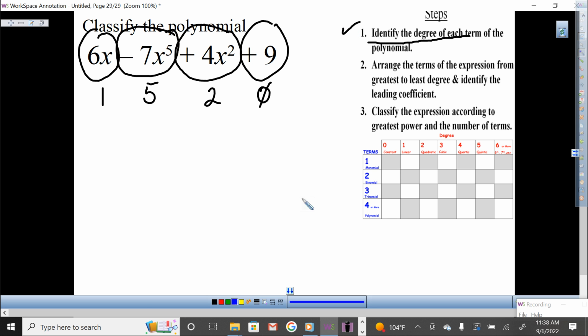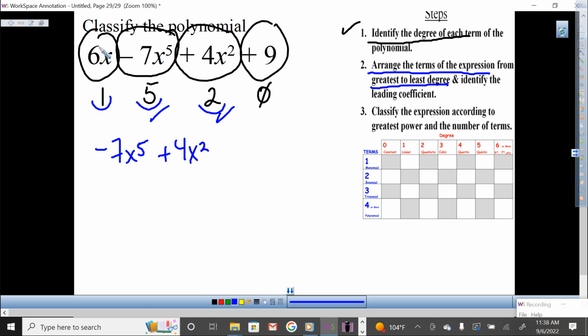Step 2, look up please. Arrange the terms of the expression from greatest to least. That's what we call standard form. So what is the greatest degree here? 5, so I'm going to write the term negative 7x to the 5th. Check mark. Next one, 2. My term is 4x squared. Check. Next one, 1, positive 6x. Check. And last, 0 degree, which is 9, and I'm done. And this is called what? Standard form. Copy that, please.